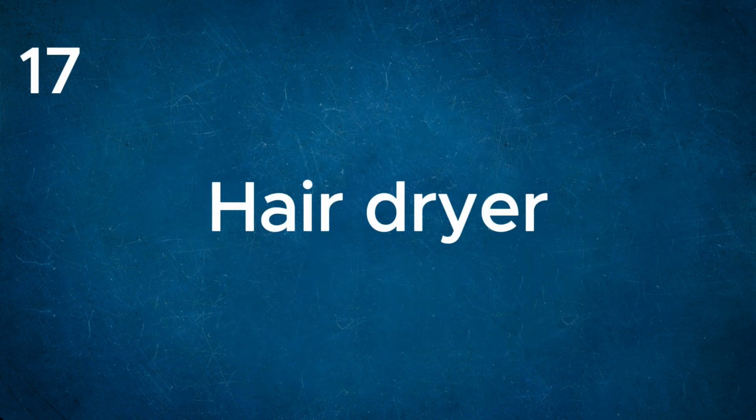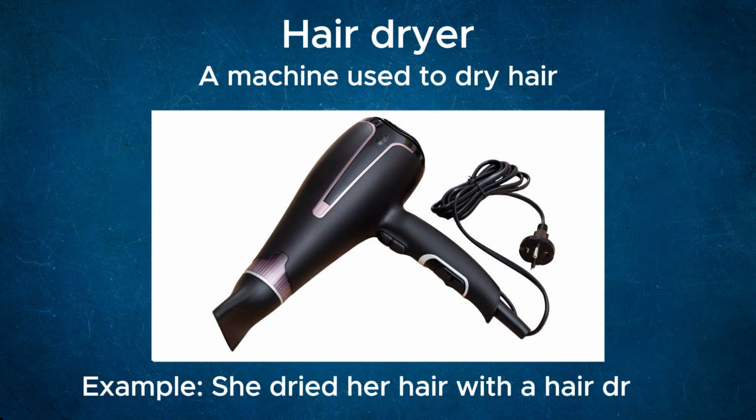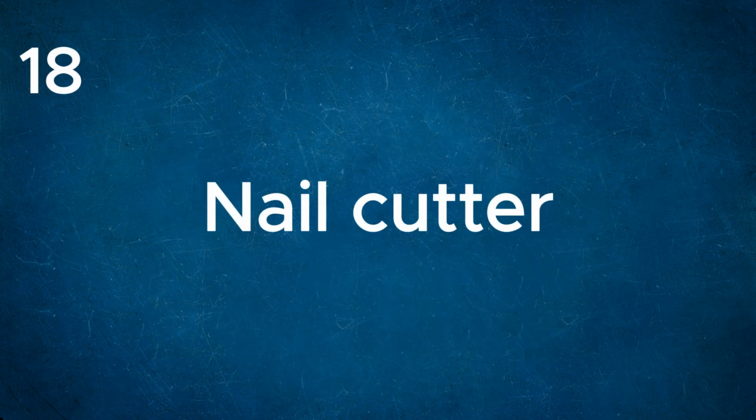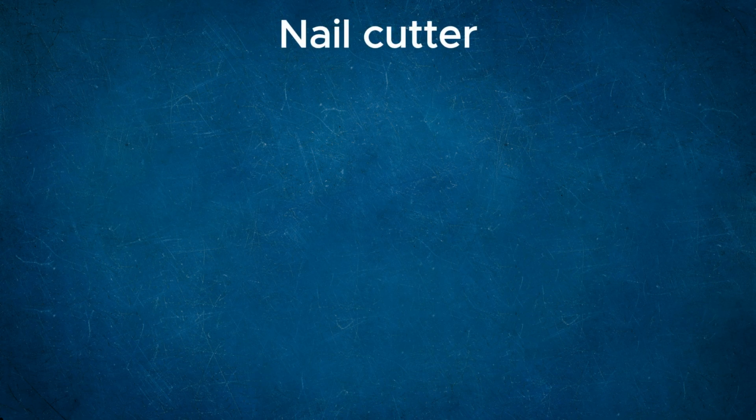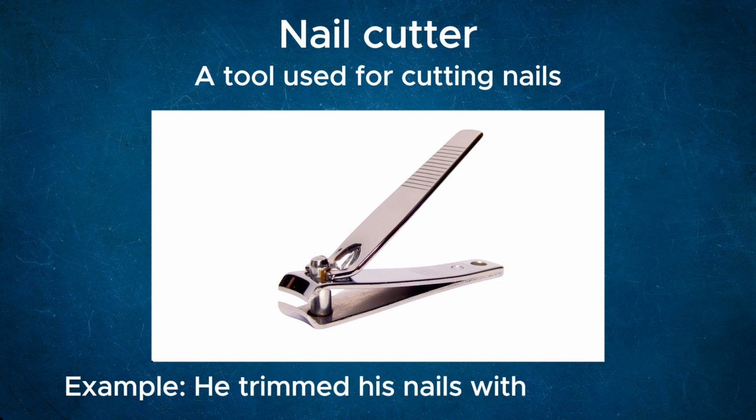Hair dryer. A machine used to dry hair. Example: she dried her hair with a hair dryer. Nail cutter. A tool used for cutting nails. Example: he trimmed his nails with a nail cutter.